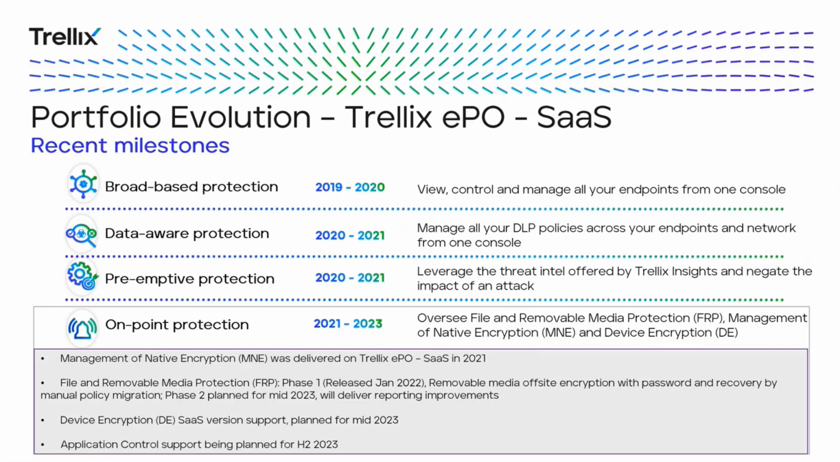which is also planned to come out. So we added M&E and FRP in the last 2 years, and FRP still has more evolution to become completely on par. And the device encryption is slated to come somewhere in the middle of 2023. The other product which does get some attention from our existing customers is application control. This is also something that is in the early phases. We are planning for it also to come over in the latter half of this year. So that's the overall portfolio evolution from an EPO SaaS perspective when we are comparing it with on-prem.